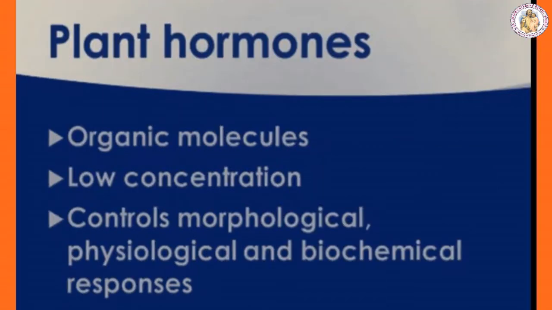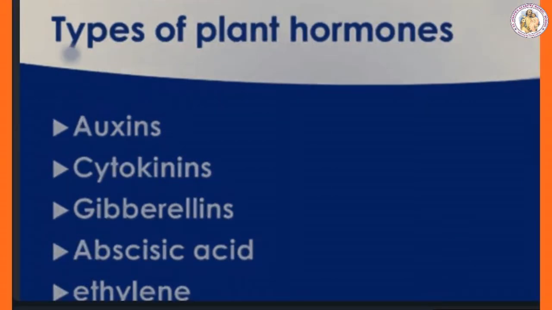Now we are going to learn about the plant hormone. Plant hormones are organic molecules produced at a low concentration, and they also control the morphological, physiological and biological responses. Types of plant hormone. They have 5 major types. They are auxin, cytokinin, gibberellin, abscisic acid. The last one is ethylene.